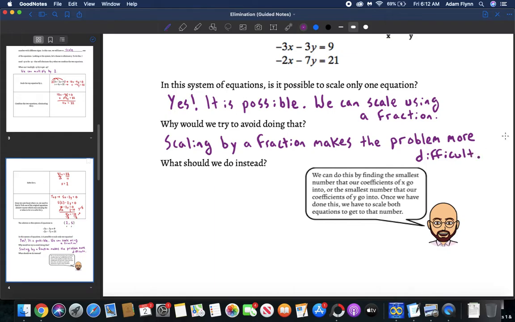I'm a math teacher, and even though I love working with fractions, even I'll admit that if I have to scale one of these two equations by a fraction, that's going to be a lot more work. If I can avoid fractions, I would try to avoid fractions. I'd much rather deal with integers. So what should we do instead? There is a way around this.